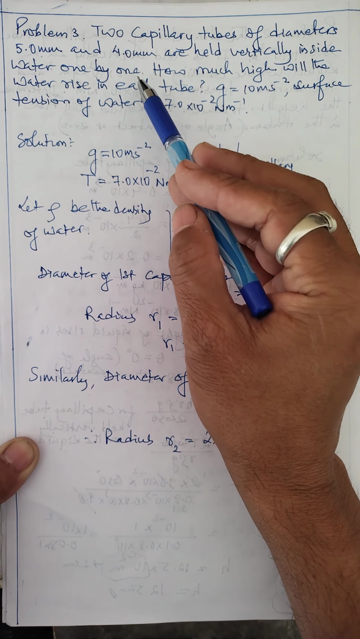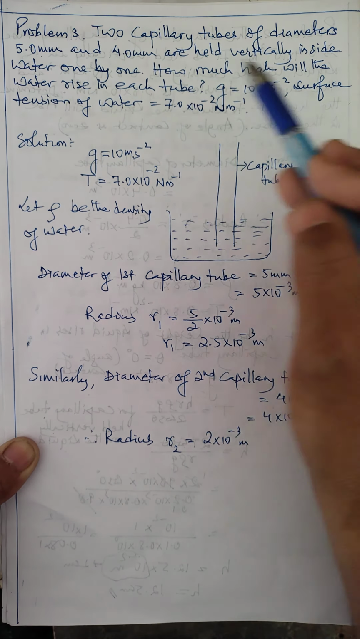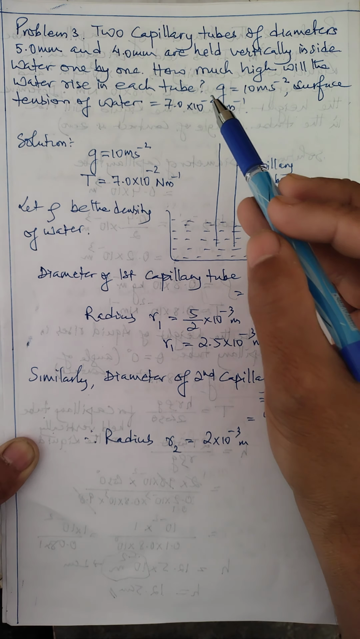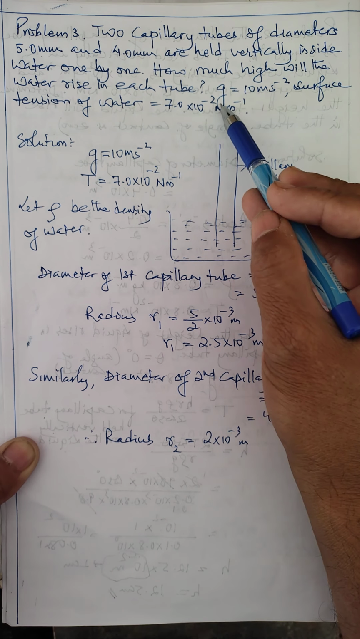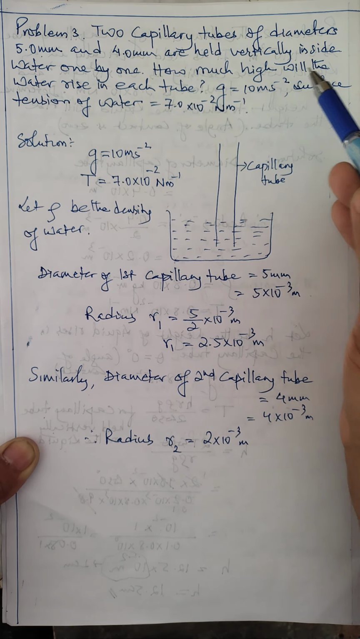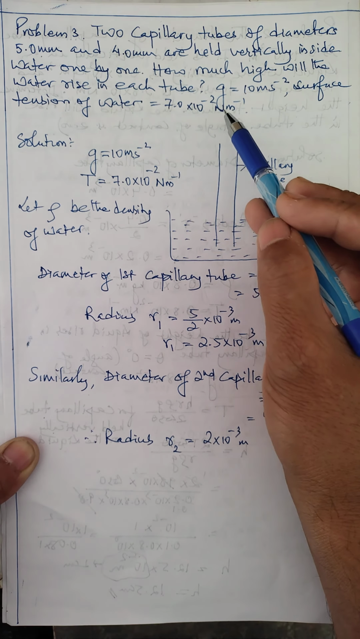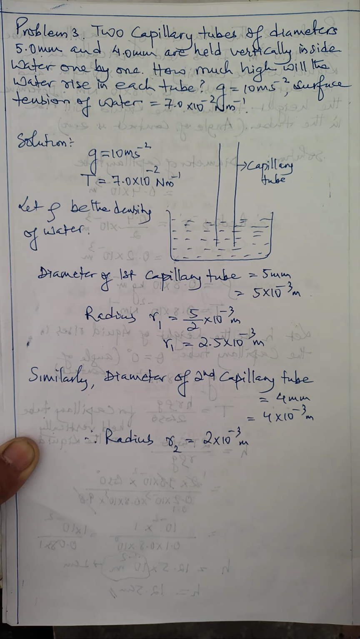The question says, how much high will the water rise in each tube? So we have to find the height of water which rises in each tube. The value of acceleration due to gravity is given as 10 meter per second square. Surface tension of water is given as 7.0 into 10 to the minus 2 Newton per meter.